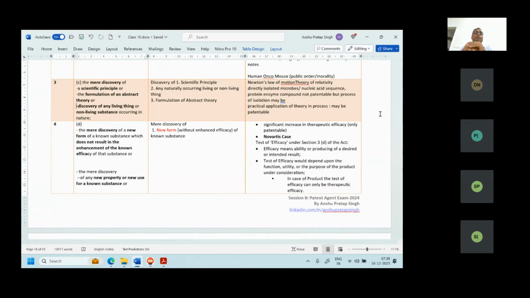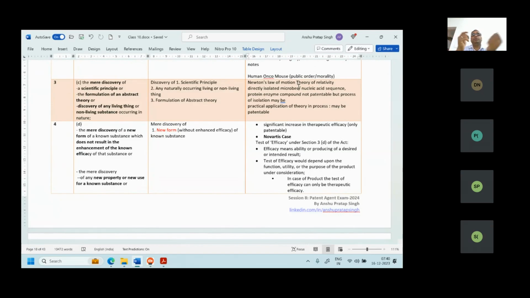For example, C is very clear. C, that mere discovery of scientific principle or formulation of abstract theory or discovery of any living thing or non-living substance occurring in nature cannot be patented. So when I'm talking about this, what are the scientific principles? For example, Newton's law of motion or gravitational theory. The gravity was always there. What you have done is identified that these are the laws. So this is a scientific principle, it cannot be patented.